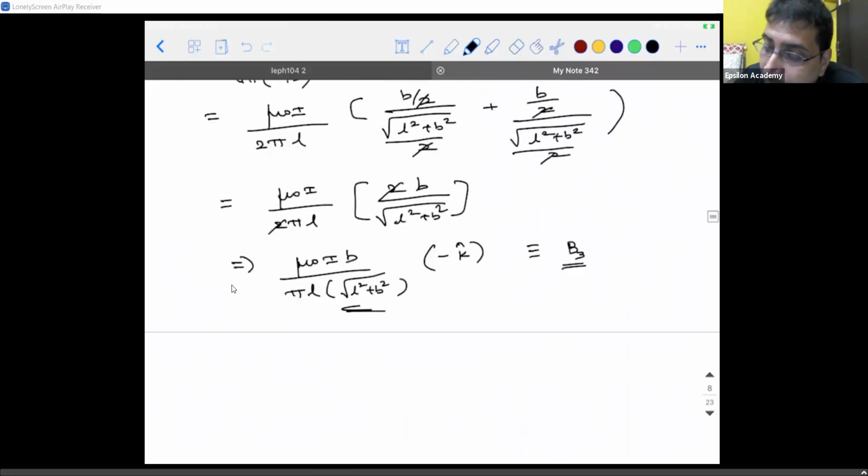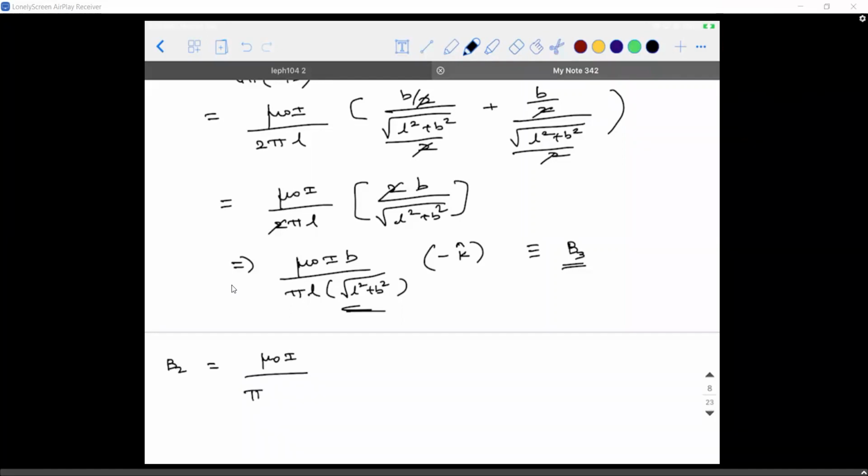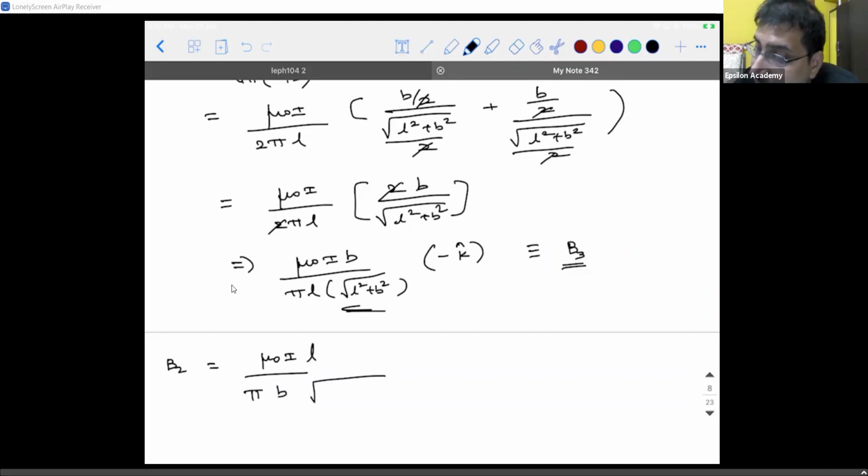Even without solving, can you guys tell me what will be the changes in B2? Something will get swapped, that's it. Everything else will be the same. It will be mu naught I divided by pi into B. Here it will become B, here it will become L, and everything else is the same. L square plus B square in the direction of minus K cap. With the hope that you guys have understood the concept, I'm leaving this part to you. And this will be exactly equal to B4 vector.